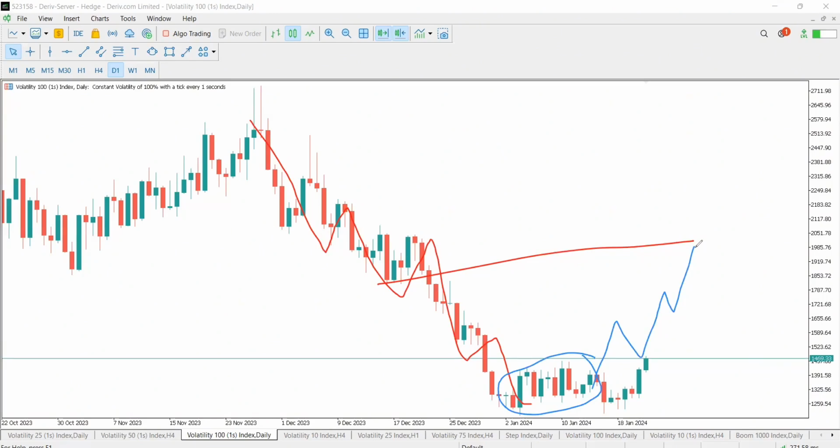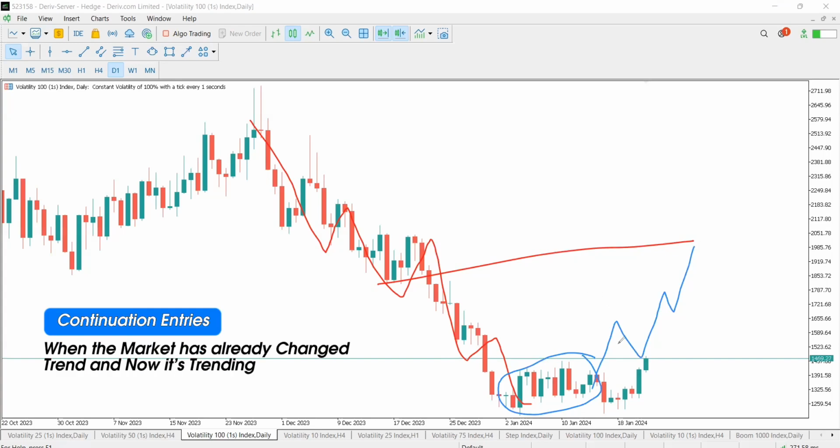What is that? The second type is continuation. Now, continuation type of entries, this type of entries are when the market has already changed trend and now it's already trending. For example, let me just give you an example.